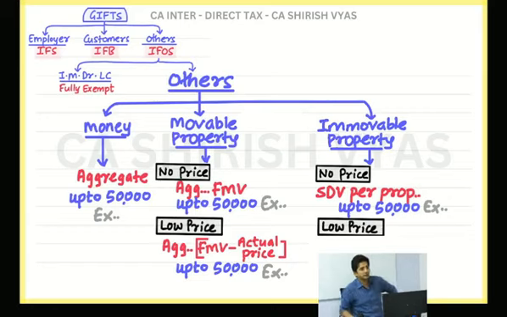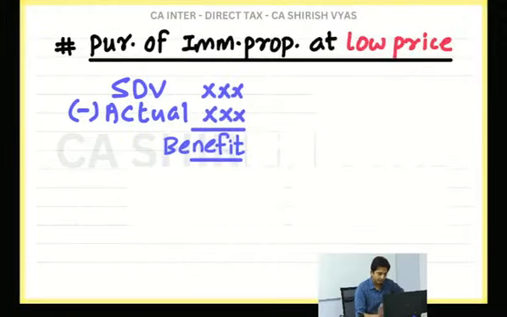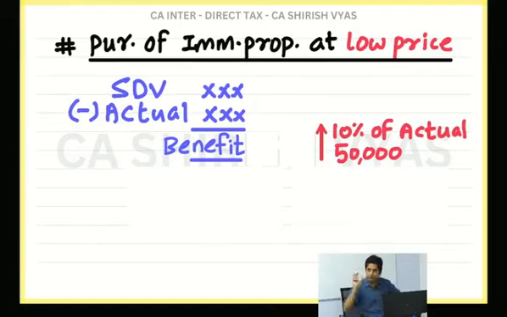10% of the actual price. Now what is the logic? See, let me put this rule properly, formally, and then I will explain the logic. It's very simple. See what to do. In my example, what did I say? 1 crore is the stamp duty value.